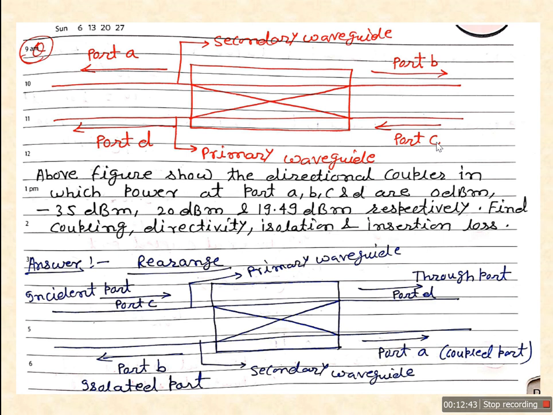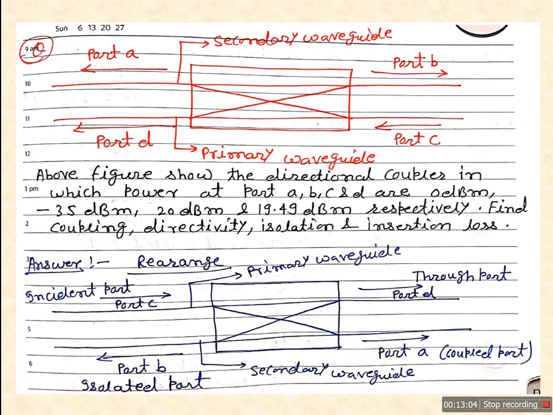So I always told you, do not remember the formula in terms of P1, P2, P3, P4. Always remember in terms of the coupled port, isolated port, incident port and through port. Here you just see the power at ports A, B, C, D is given. Find out coupling, directivity, isolation and insertion loss.